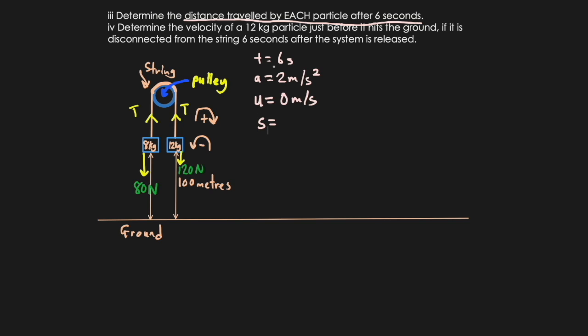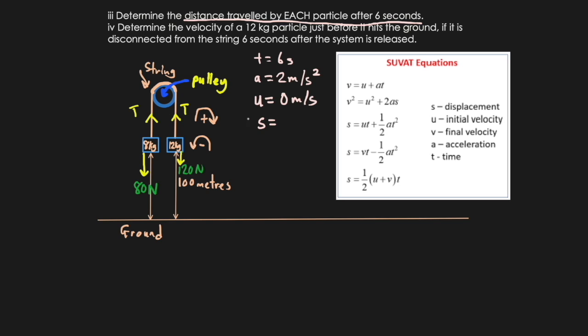Now, if we look at the SUVAT formulas, we want to look at the one that includes u, a, t, and s. So we don't want anything with a v clearly. So we take this out, take that out, this out, this out. So we're left with s, u, a, and t. So we have everything that we need here, right in this formula here.